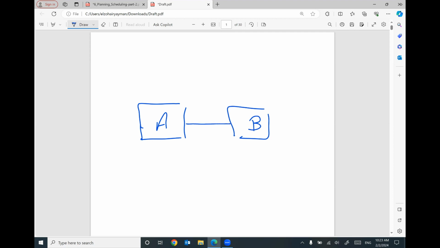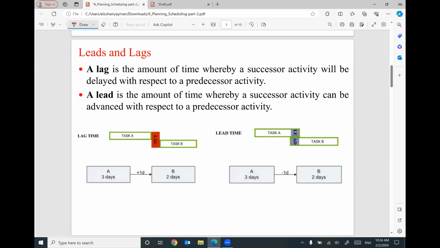So this relationship is finish to start. So the finish of A means start of B. Sometimes we can find here a number, maybe positive, sometimes it's a negative number. So this number has a meaning. The meaning of this number can be a lag if it's a positive number, and it can be a lead if it's a negative number.